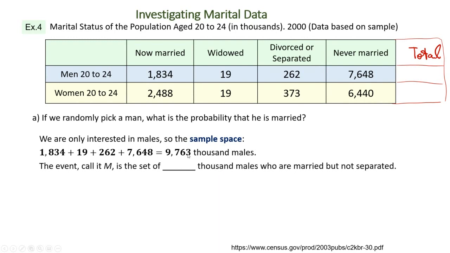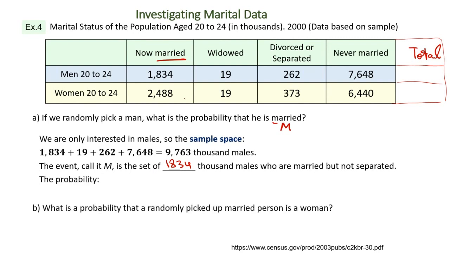To determine the probability of the event married, here, this is the event M: 1834 thousand men who are married but not separated. The probability will be the fraction, the number of outcomes in the event divided by the number of outcomes in the sample space, 9763. And you round as your problem tells you.